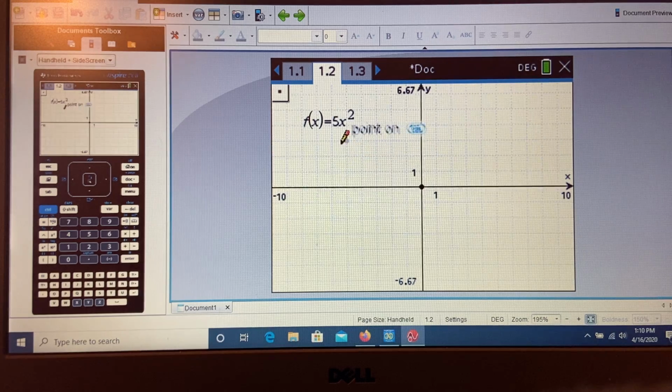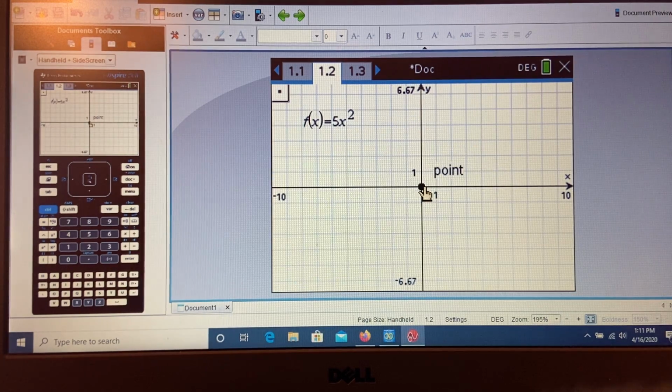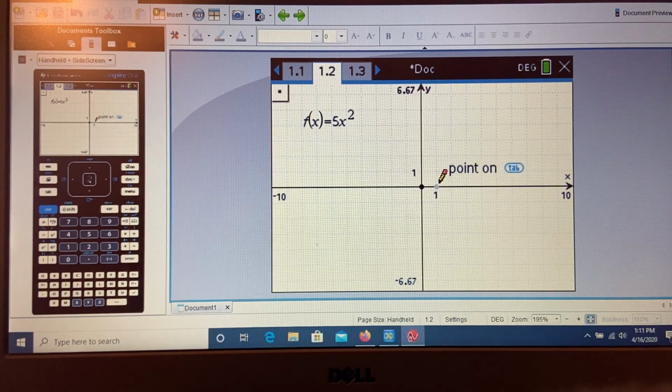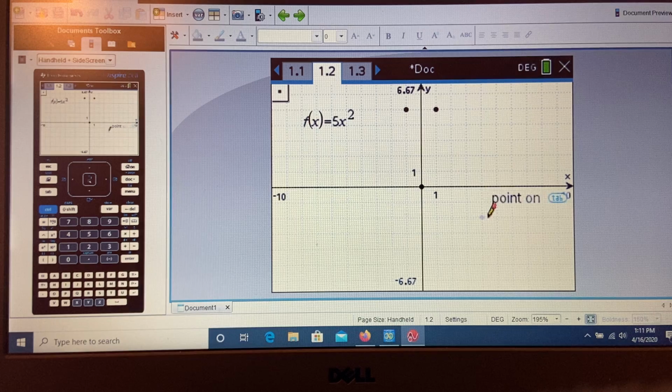Now, like the parent function, it would go over 1 and up 1. And there would be our first point. But this is multiplied by 5. So instead of going over 1, up 1, we're going to go over 1 and up 5. So there's 1, 2, 3, 4, 5. And there would be our point. And it would be the same on this side because the quadratic is symmetrical. So over negative 1, 1, 2, 3, 4, 5. And we'd have that point there.